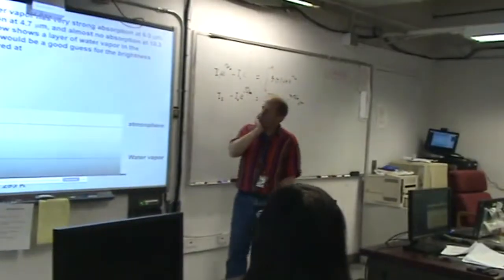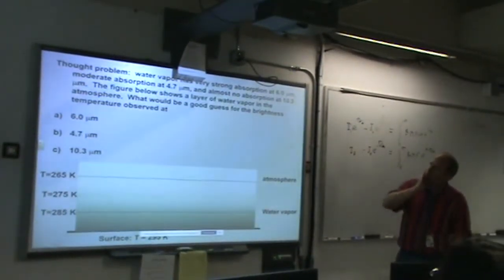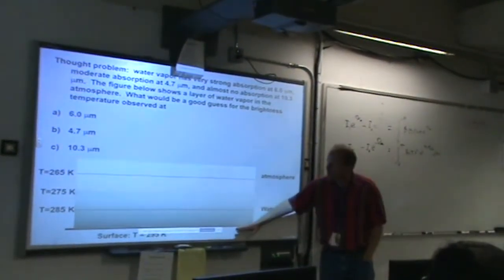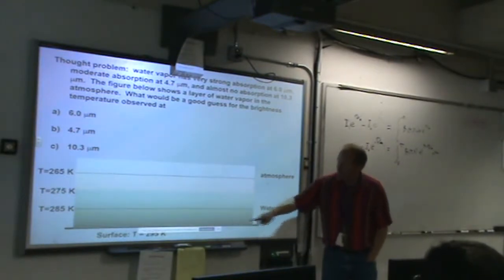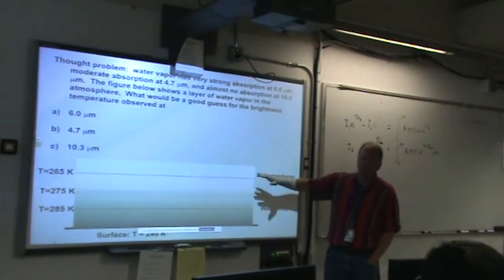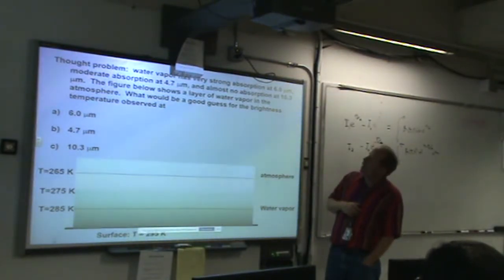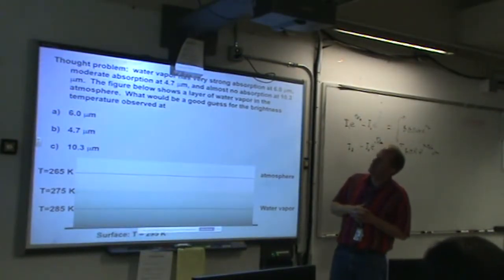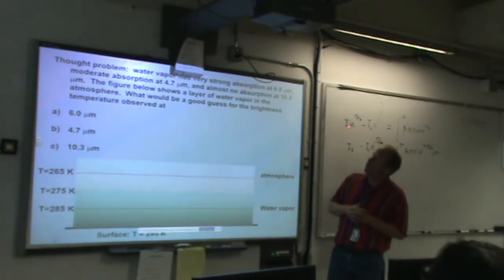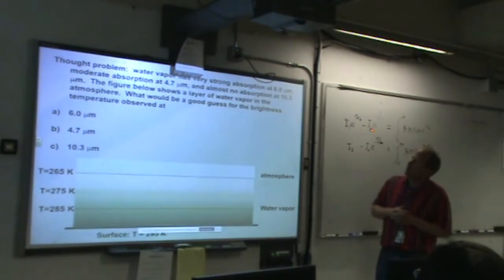So, let's do a little bit of thinking here. We have water vapor here. We have a surface. The surface is down here at 295 K. We have layers of water vapor above it in the atmosphere. Eventually the water vapor goes almost to zero. Now the water vapor has a very strong absorption at 6 microns, moderate absorption at 4.7, almost no absorption at 10.3 microns. So you see it's water vapor.